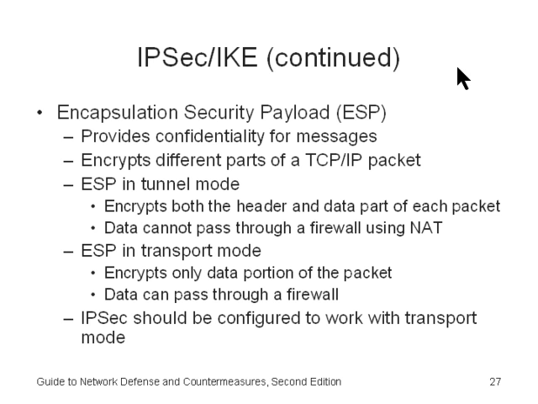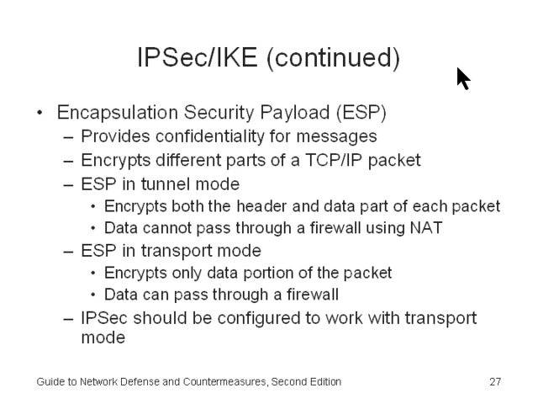Now in tunnel mode, ESP encrypts both the header and the data parts of each packet, and this encryption protects data, but because the IP header is encrypted, the data can't pass through a firewall that uses network address translation. The data won't pass because the firewall doesn't know how to interpret the IP source and destination information in its encrypted form, of course. Now in transport mode, only the data portion of the packet is encrypted. So as a result, if the VPN is to be used with a firewall that performs NAT, IPSec should be configured to work in transport mode.